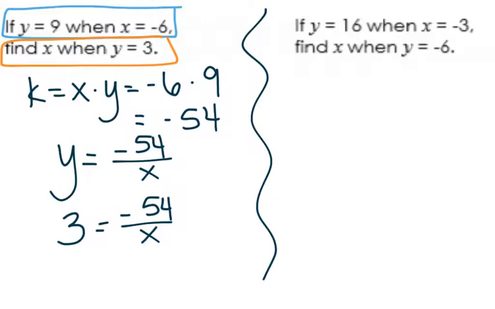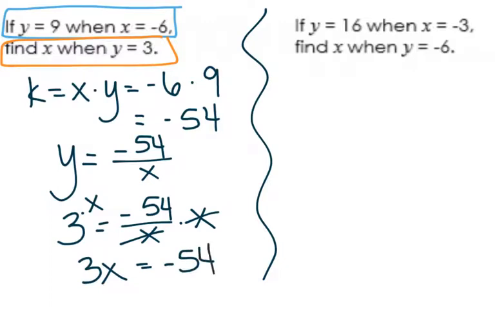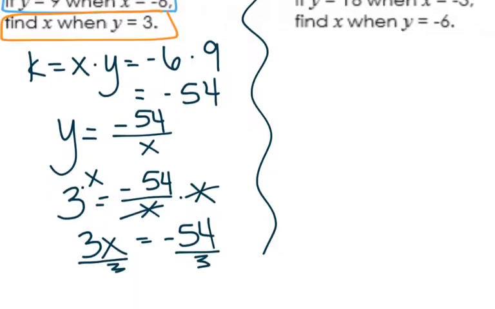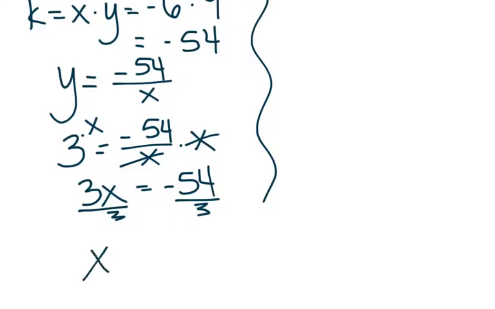Alright, and here's where it gets tricky. The only operation going on is dividing by x. The only way to get rid of dividing by x is to multiply both sides by x. So when I multiply the left side, I get 3x equals. When I multiply the right side, those x's are going to cancel out. The last thing I'm going to do to get rid of the 3 is divide both sides by 3. So x equals negative 18.